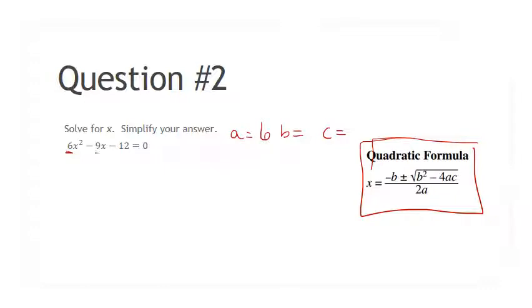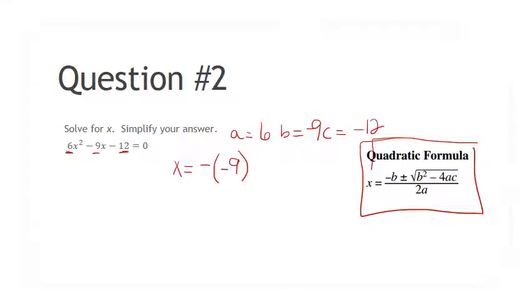The b goes with the x. That's going to be that negative 9. And the c is the constant, negative 12. Now that I have my values, I can go ahead and substitute them into the quadratic formula. So x equals negative b. I'm going to put that negative, and I'm going to plug in my b, which was a negative 9.